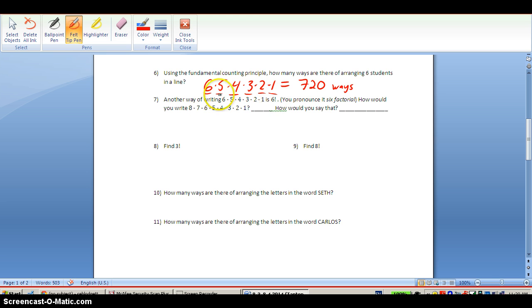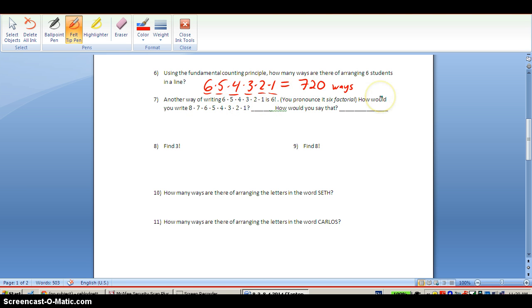And what it means is 6 times 5 times 4 times 3 times 2 times 1. In other words, 6 factorial means 6 times every integer below it, 5 times 4 times 3 times 2 times 1, all the way down to 1. And the reason why we have a special name for that is that when we're counting things and trying to find outcomes, this principle comes up quite a bit.